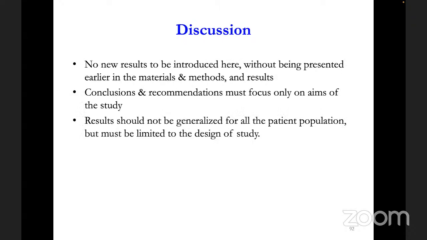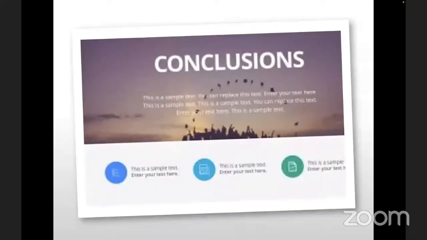Also remember that no new results should be introduced here. Conclusions and recommendations must focus only on the aims or objectives of your study. And the results should not be generalized too much for all patient population. If you have done your study in adult patients from 18 to 45 years, you cannot generalize it even for the elderly population. If you have done patients on normal BMI patients, you cannot extrapolate it to the obese patients. And don't try to extrapolate it. Whatever you have planned, whatever you have done, you should discuss in the discussion section, nothing else.